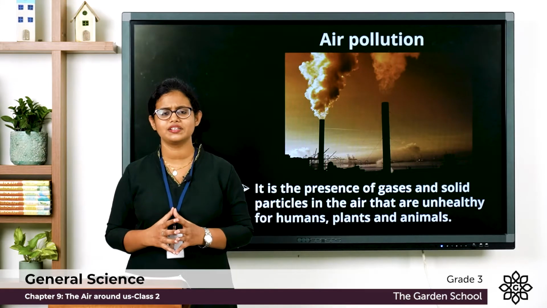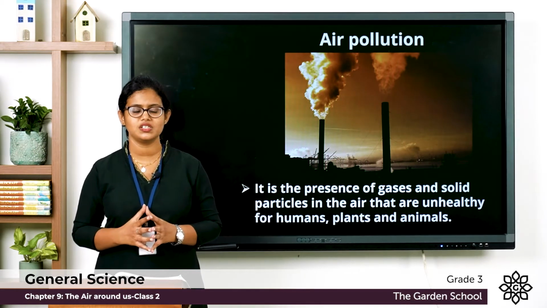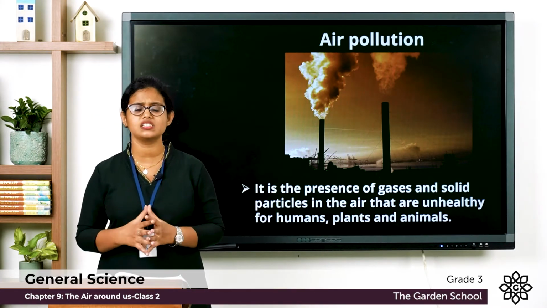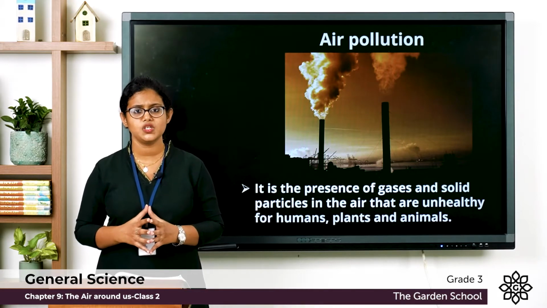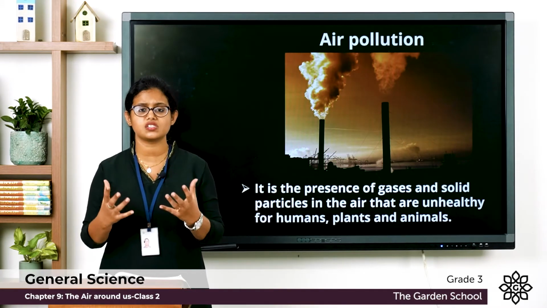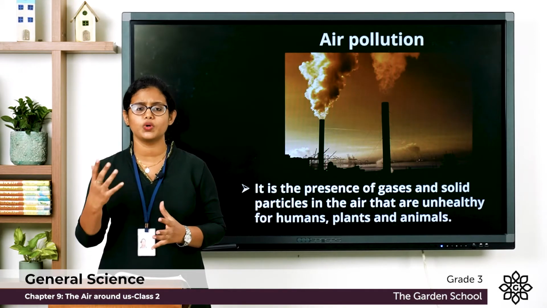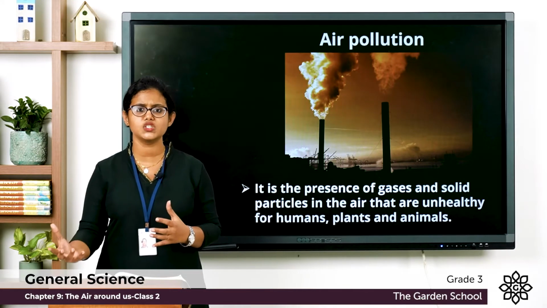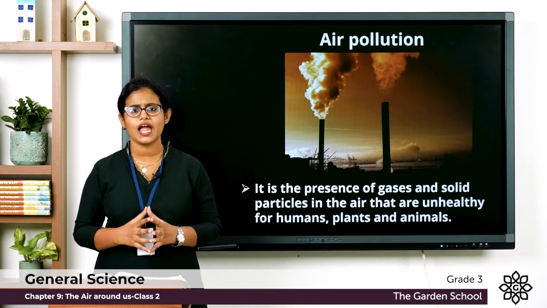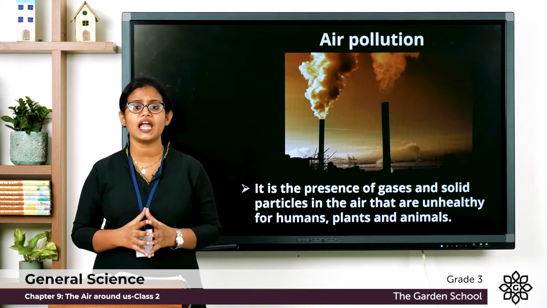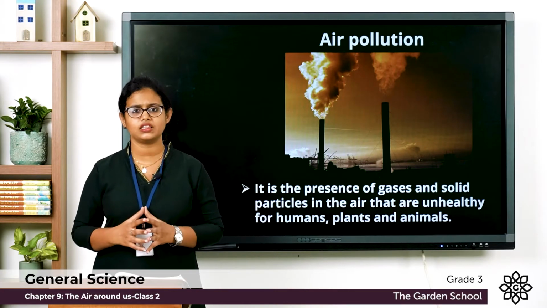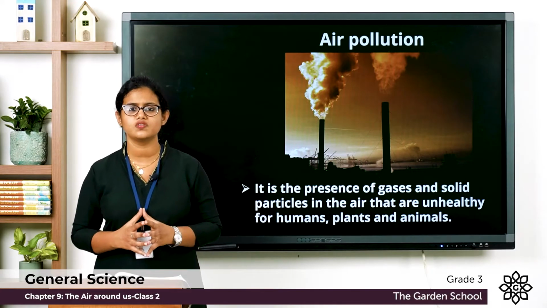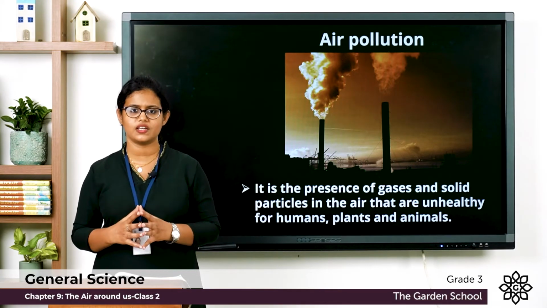Coming to the next one about air pollution. So air pollution means it is the mixture of solid particles and gases in the air. So you might have seen gases are produced from motor vehicles and factories. So all these harmful gases enter into the air, and these gases make the air unclean and unhealthy. And these harmful gases make it very difficult for plants and animals to survive.